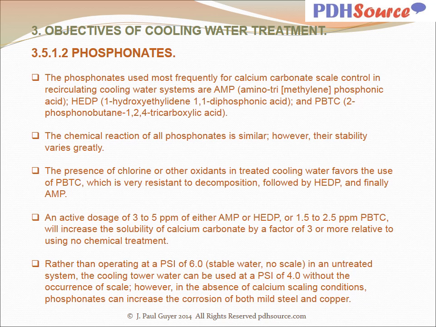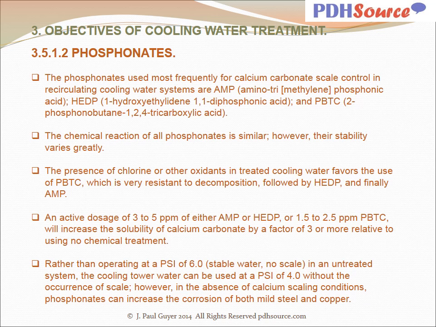With regard to phosphonates, the phosphonates used most frequently for calcium carbonate scale control in recirculating cooling water systems are AMP, HEDP, and PBTC, and the full chemical names of these chemicals are indicated on this slide. They are rather complex. The chemical reaction of all phosphonates is similar, however their stability varies greatly. The presence of chlorine or other oxidants in treated cooling water favors the use of PBTC, which is very resistant to decomposition, followed by HEDP, and finally AMP.